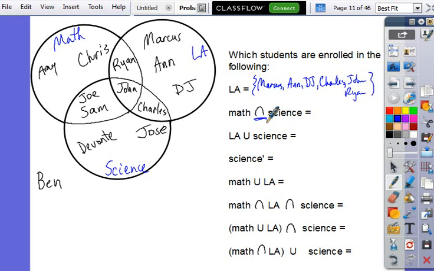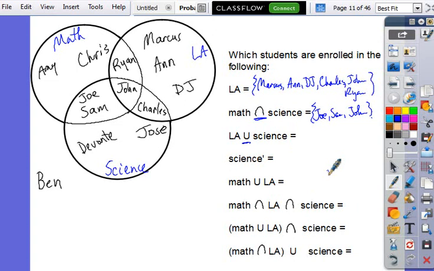It's got to be in the first one and the second one. So math and science. Who's in math and science? Joe, Sam, and John. Does everybody see that? Math and science is Joe, Sam, and John. They're all 3 in both subjects. What does this little symbol mean? That means if it's in language arts or in science, we've got to put it in the answer.